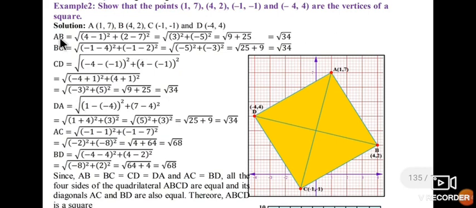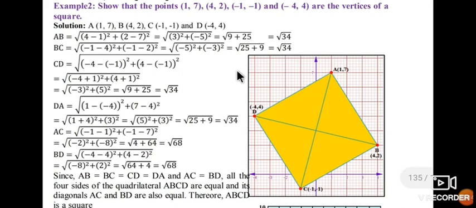Now the last one is DA. DA means this is minus 4 comma 4, this is x1, y1, and this is x2, y2. Considering D, we take the point at D as x1, y1 and the point at A as x2, y2. Taking DA or AD will be the same. That is x2 minus x1, 1 minus of minus 4 whole square plus 7 minus 4 whole square. That is 1 plus 4, that is 5, and 7 minus 4 is 3. That is 5 square plus 3 square, that is 25 plus 9, which is square root of 34.